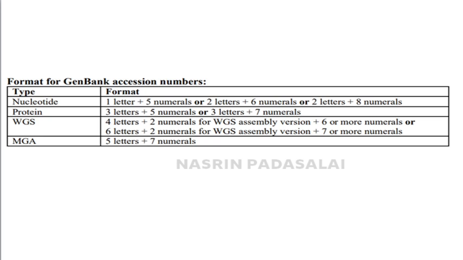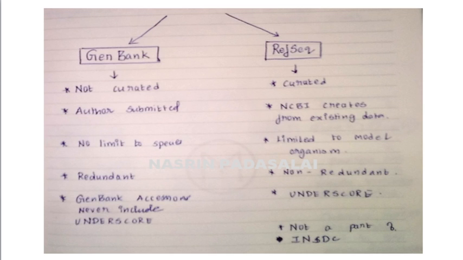There are two types of databases, friends: GenBank and RefSeq. GenBank is not curated, whereas RefSeq is curated. In GenBank, the sequences are submitted by the author, whereas in RefSeq, NCBI creates them from GenBank. With regard to GenBank, there is no limit on species. DNA isolated from different species can be submitted, and nucleotide sequences can be submitted to GenBank. Whereas in RefSeq, you can find nucleotide sequences, amino acid sequences, or RNA only for model organisms. GenBank is redundant in nature, whereas RefSeq is not redundant.